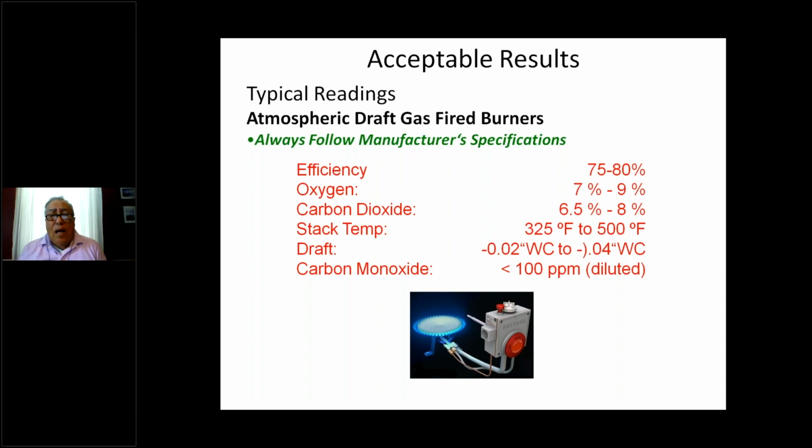And carbon monoxide, we want to see less than 100 parts per million diluted, less than 100 ppm. Now this is again with atmospheric draft gas-fired burners, just a simple, nothing fancy, just a simple gas boiler or furnace with atmospheric draft, which means it's hooked up to a chimney.